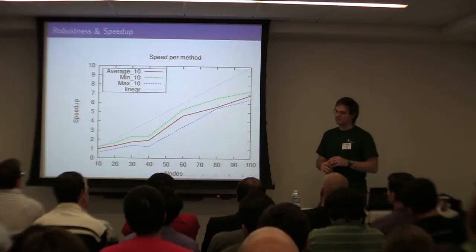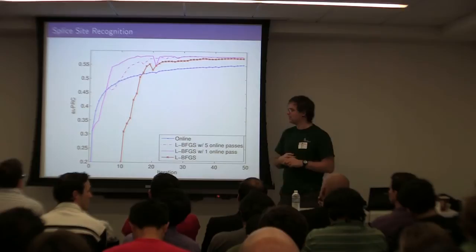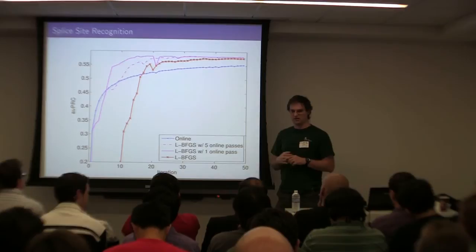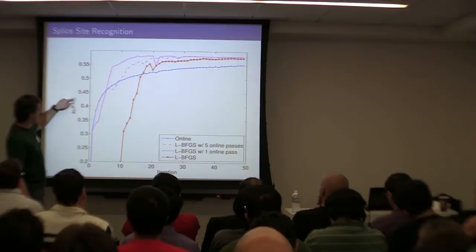Okay, so you can also worry about when you switch from online to LBFGS, right? This is using a DNA dataset, which is one of the larger publicly available datasets. The goal here is splice type recognition. You can do online learning for a single pass, and you get to this area under the precision-recall curve, so higher is better.